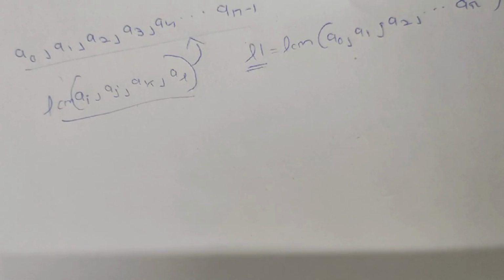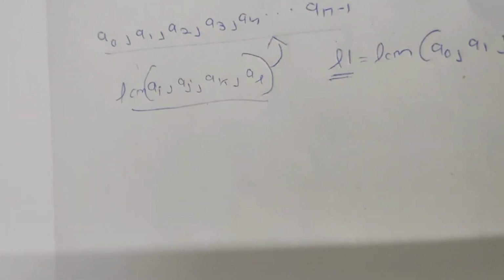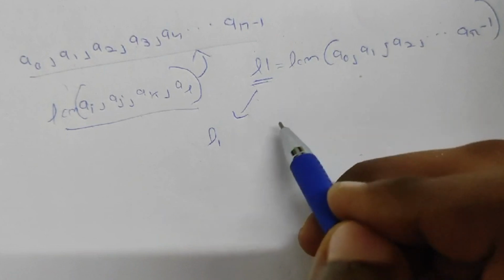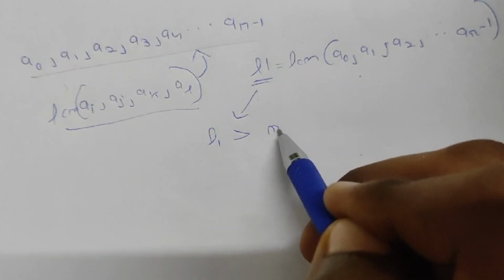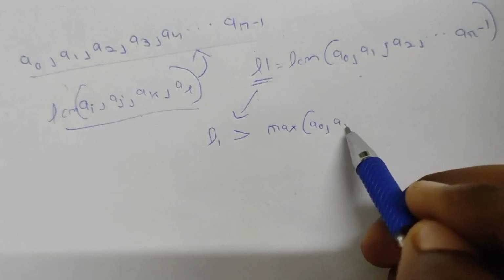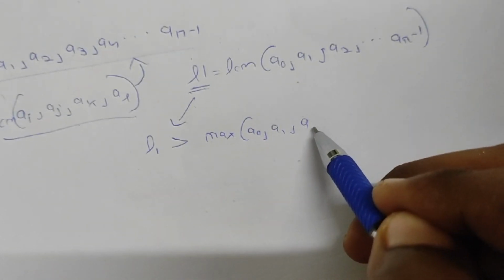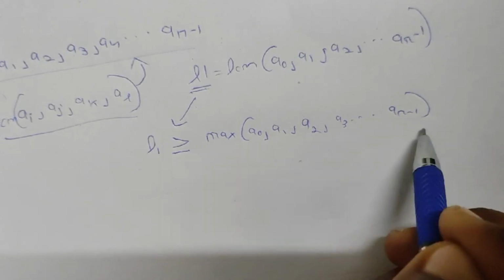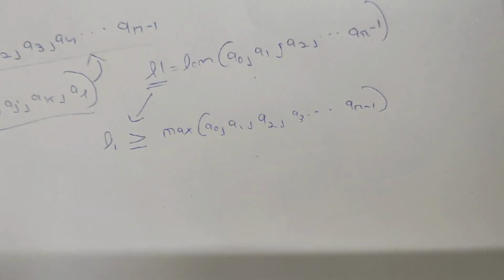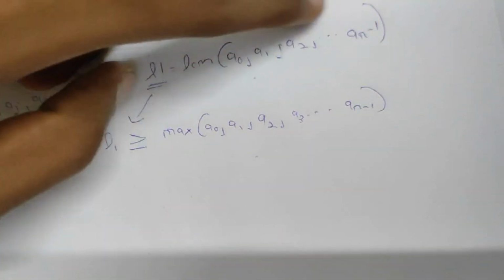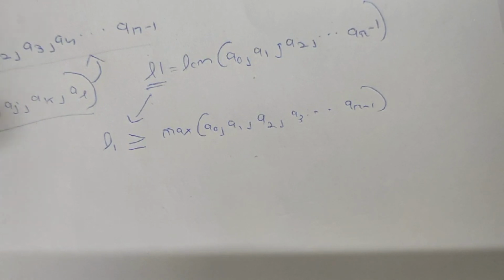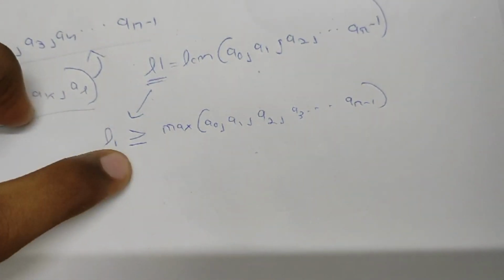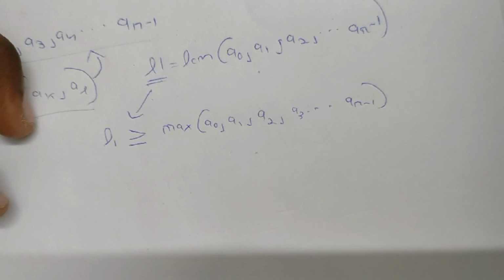Now I will give you one observation. The main observation is that this L1, the LCM of all the values in the original array, will either be greater than the maximum of all the elements present in the array, or equal to the maximum of all the elements in the original array.